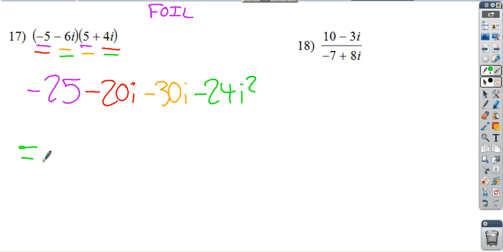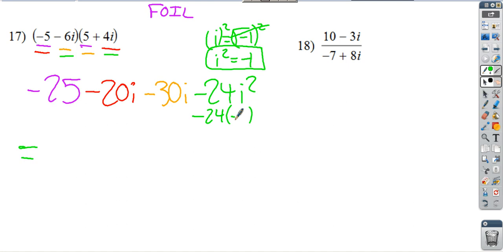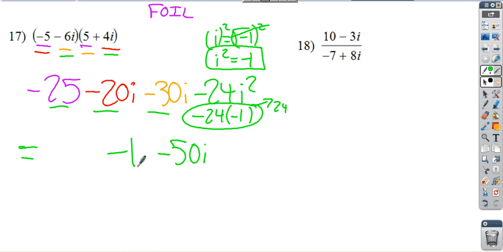So now we can simplify this. By the way, i squared, since i is equal to the square root of -1, if you square this thing up here, squaring and square rooting, those two things cancel each other out. So that means i squared equals -1. So another way of writing this is -24 times, again, i squared is -1. So this right here, -20i minus 30i is -50i. And then this number right here, that turns out to be 24. So you're going to have -25 plus 24, which is -1. So that would be the simplified answer.